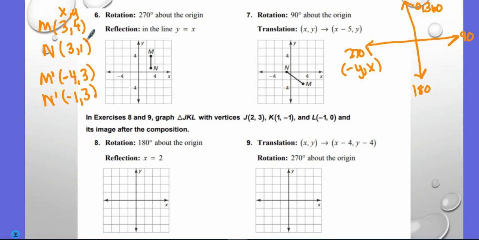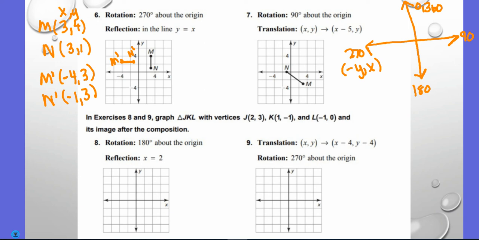Alright, and I'm going to go ahead and plot this. So that tells me negative 4, 1, 2, 3. M prime, negative 4, which is right here, and 3. Negative 1 and 3, that's your N prime. Okay, so now the next rule says to reflect in the line y equals x.